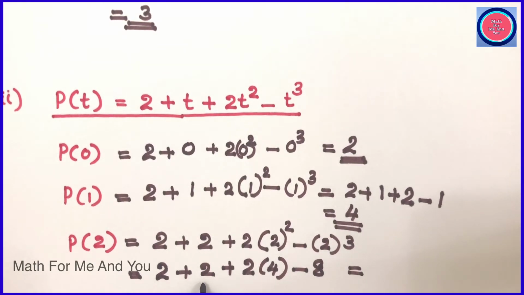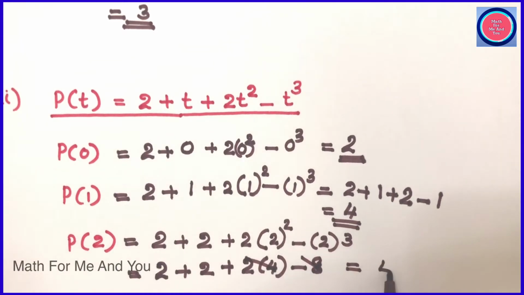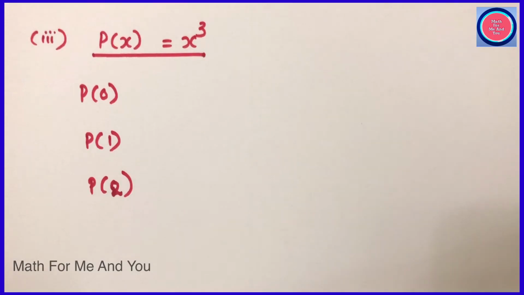2 plus 2, that is 4. And see, the next number is 2 times 4. How much is it? It is 8. And there is a minus 8. So 2 times 4, 8, and minus 8 cancel. Then we only get 2 plus 2, which is 4.